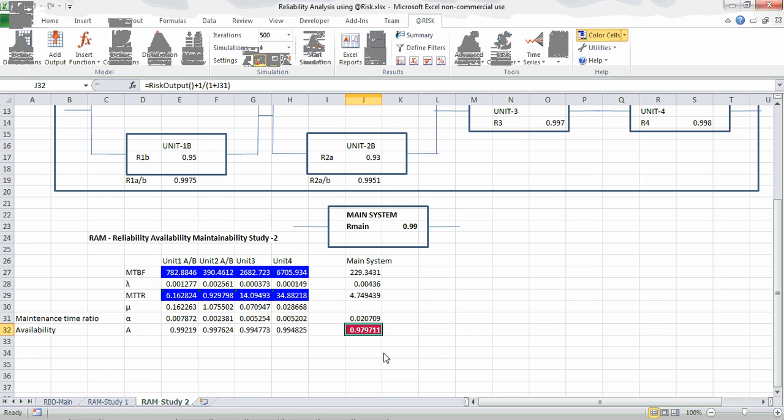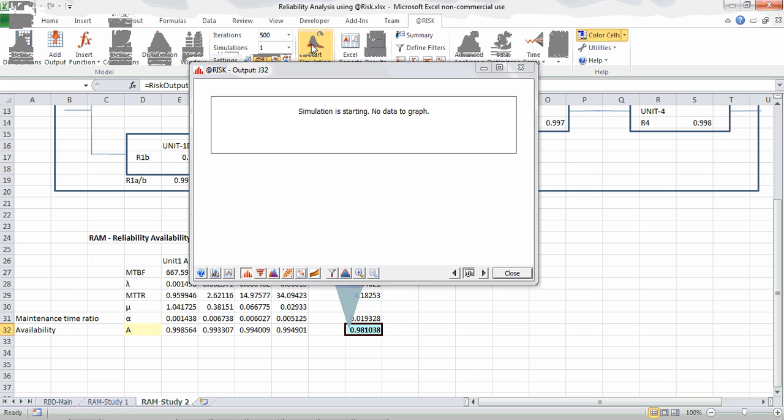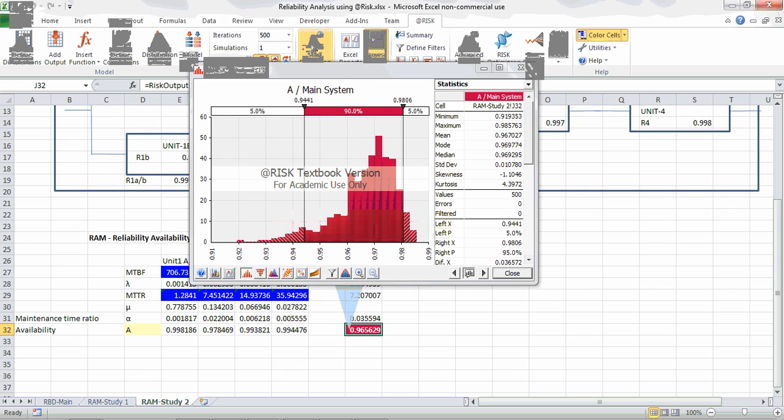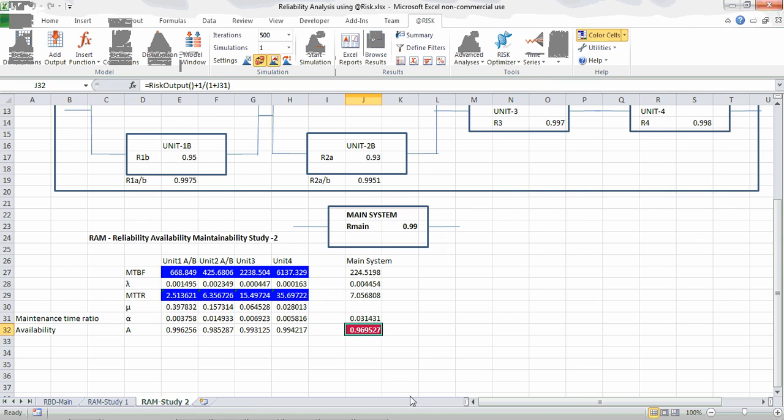Let us simulate. I'm taking 500 iterations, I'm doing one simulation, and I'll start it here. So the value is about 0.9656, and you follow the histograms like this. So it's got a mean value of 0.967, the mode is 0.969, the minimum is 0.919, the maximum is 0.985.